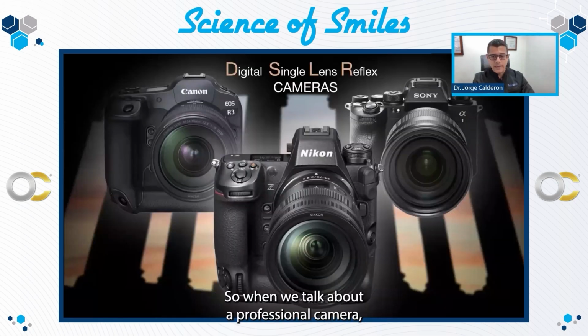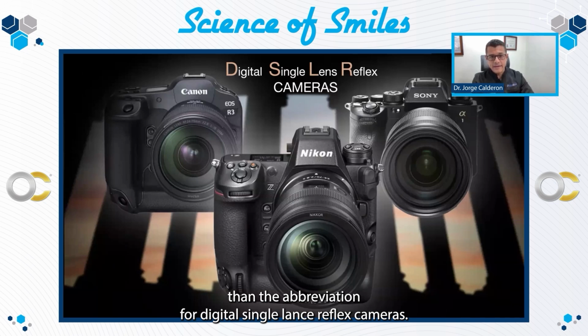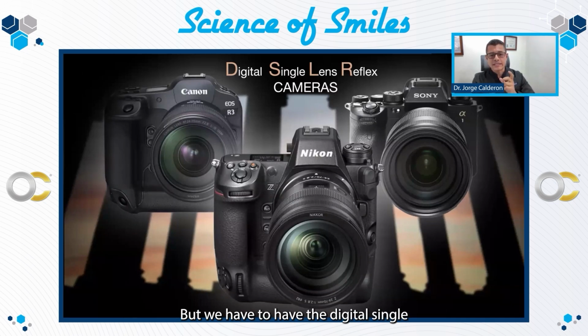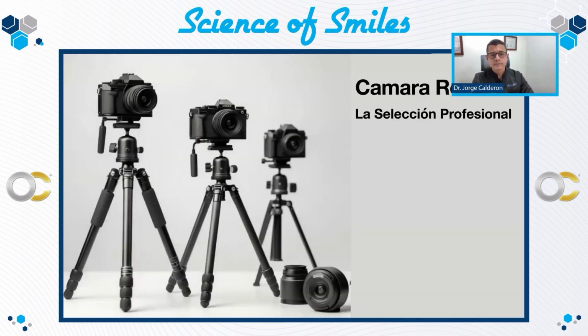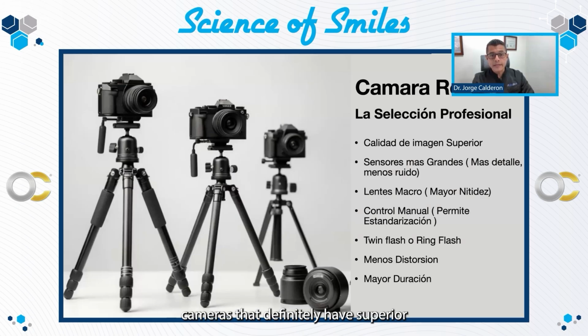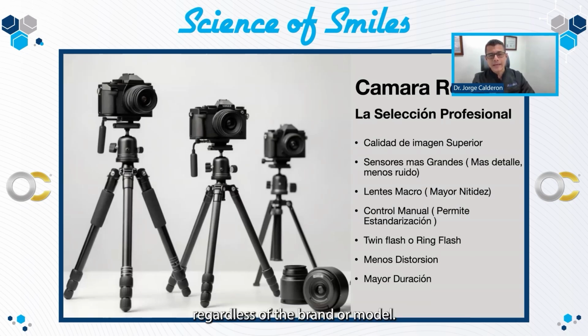So, when we talk about a professional camera, we will find them everywhere, like DSLR cameras, which is nothing more than the abbreviation for digital single-lens reflex cameras. So, they are cameras that have many qualities, as we will be able to see shortly. They are cameras that definitely have superior image quality compared to what we can get with a cell phone, regardless of the brand or model.